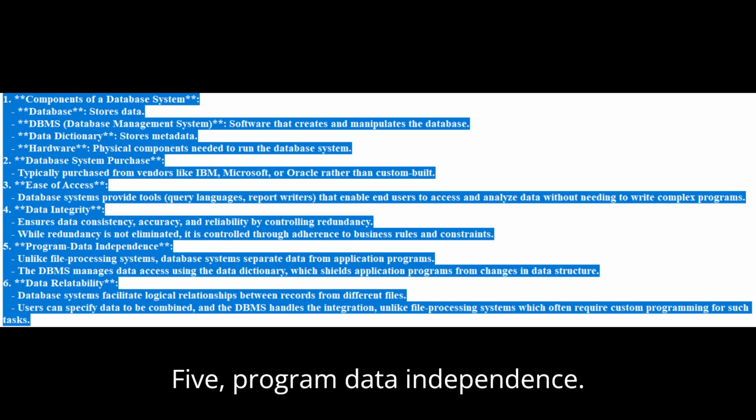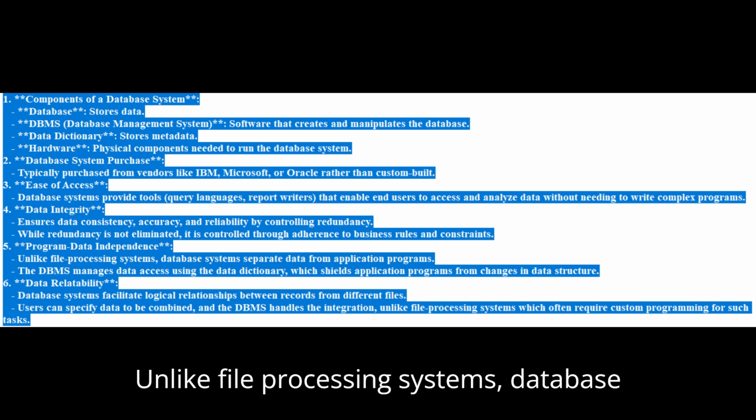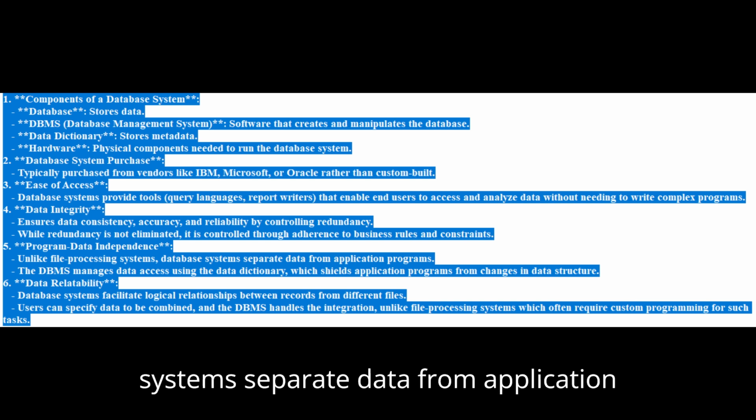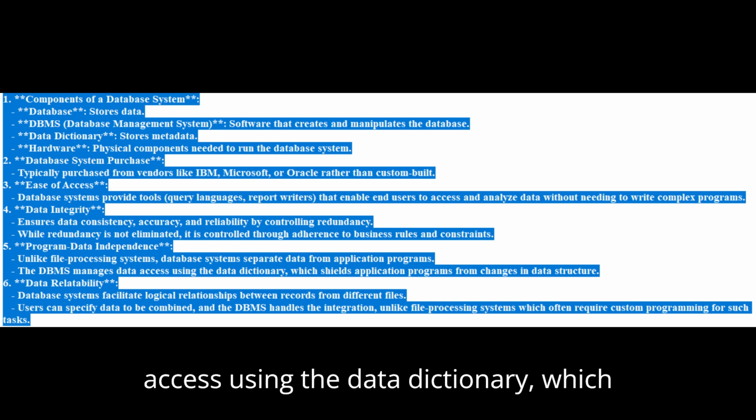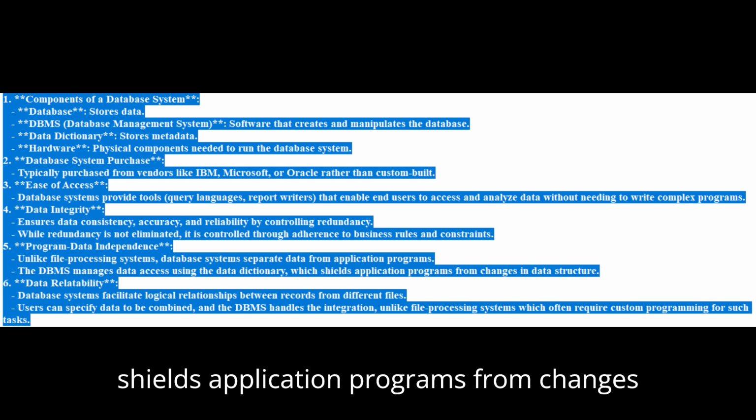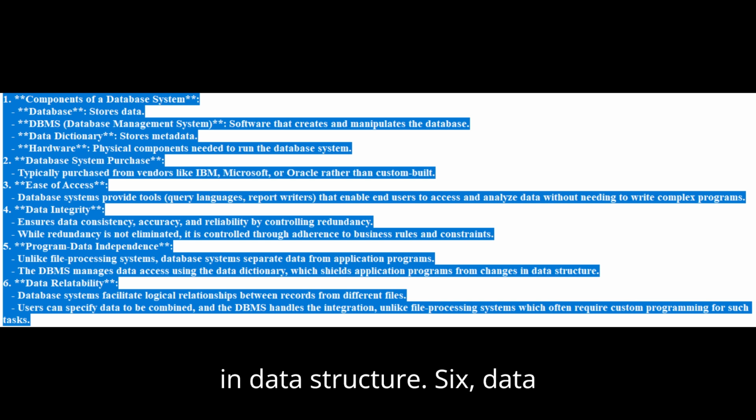5. Program data independence. Unlike file processing systems, database systems separate data from application programs. The DBMS manages data access using the data dictionary, which shields application programs from changes in data structure.